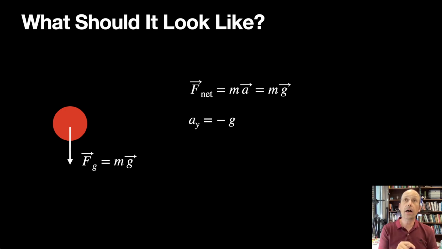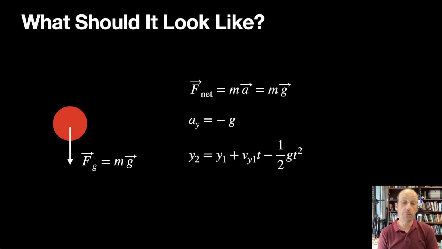Now, for an object with a constant acceleration, this is the position as a function of time equation we should expect. This is one of the kinematic equations. This just says the final y position is equal to the initial y position plus the initial y velocity times time minus 1/2 g t squared. And that is not a straight line. If I plot y versus t, that's a parabola. It's not a straight line.